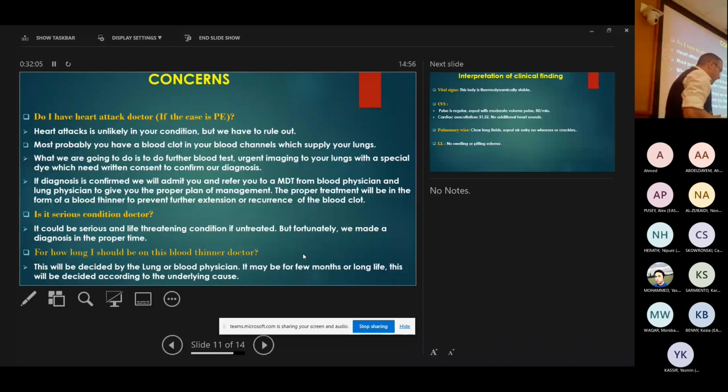I agree with Aisha that it seems to be a provoked DVT or PE, sorry, because of oral contraceptive pills, and in that case it could be from 3 to 6 months. But to be professional and to show the examiner that you are a safe doctor, this decision will be taken by a senior doctor according to the underlying cause of your blood clot.